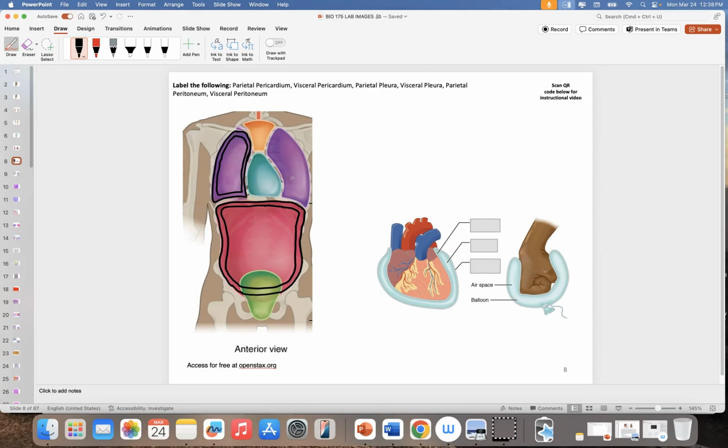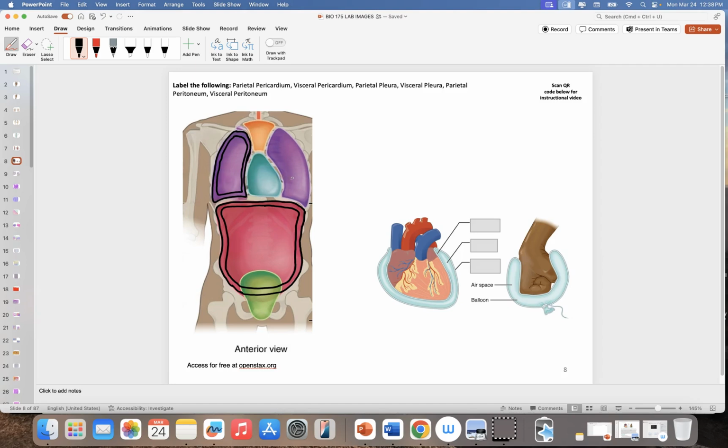Now that we've talked more about our body cavities, it's time to move on to the serous membranes. To assist with our visualization, we're using figures from the Anatomy and Physiology OpenStax textbook. Serous membranes line body cavities and cover the organ or organs within that body cavity. They're important because they produce a serous fluid which reduces friction.